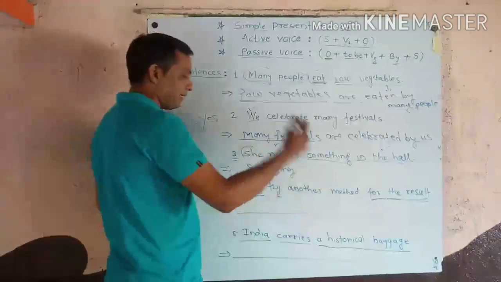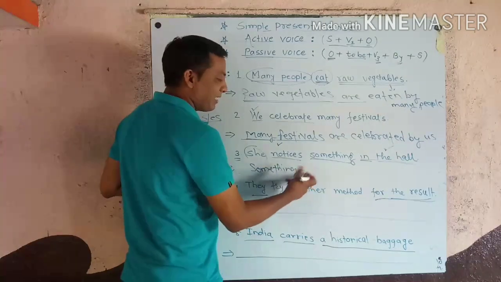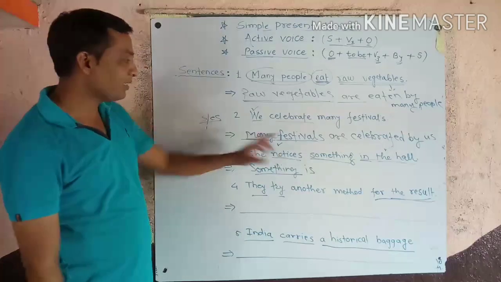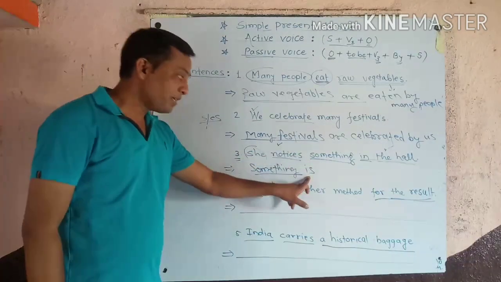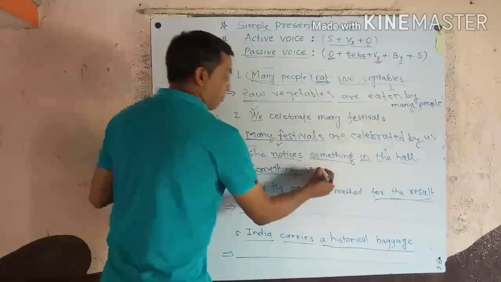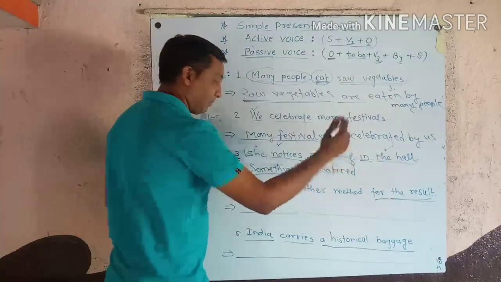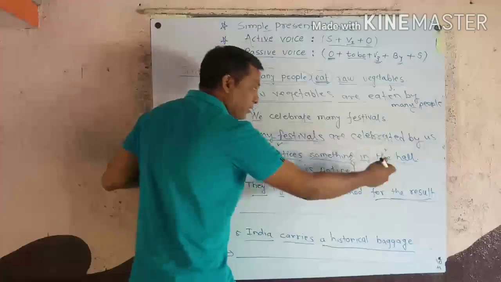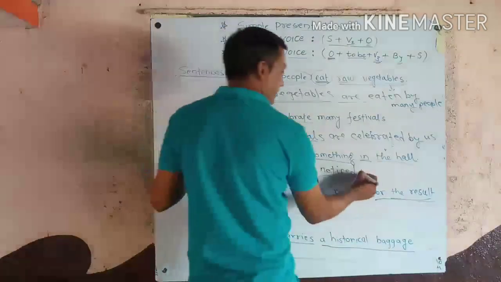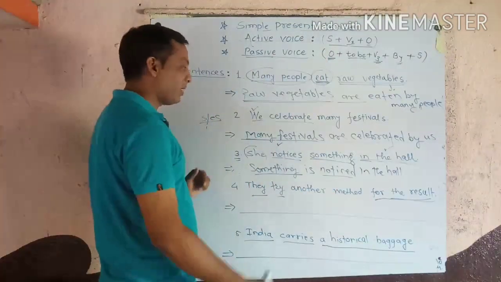Then which is the direct object? Something. Then which one is the main verb? Notices. So what should we take here? Is, because this is in singular form. Then after the to be's form, what should we take here as per the formula? Third form of the main verb. And what is the third form? Noticed. And then after the verb is written, we should take the prepositional object. And what is the prepositional object? In the on. Yes.